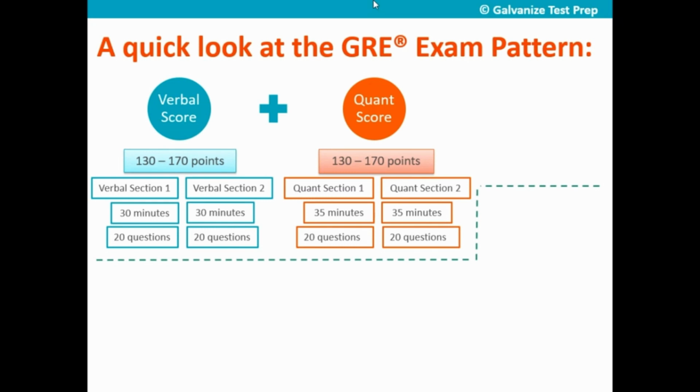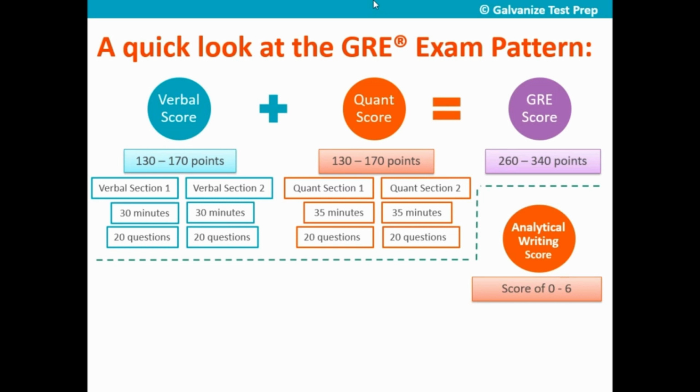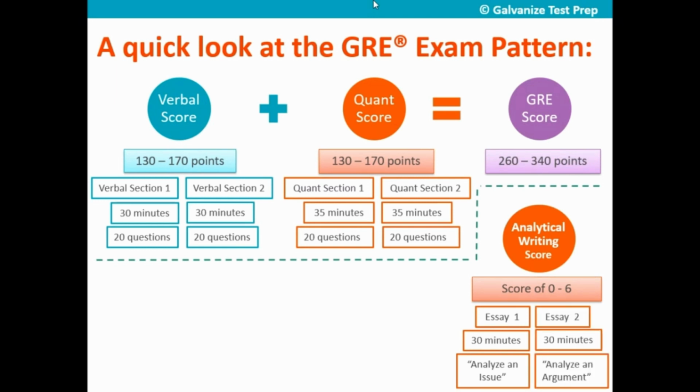And apart from that, you also have something called a research section. Your core GRE score is actually only made up of your verbal and quant scores. The analytical writing section is not a part of this GRE score. You would get a score of 0 to 6 on each of those essays, and then the average would be your overall AWA score. And you would have to write 2 essays for 30 minutes each on 2 different topics, analyze an issue and analyze an argument.